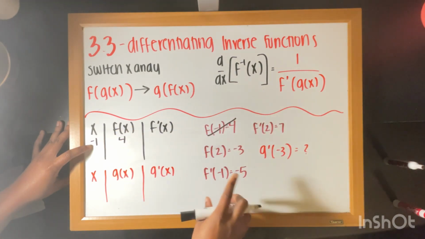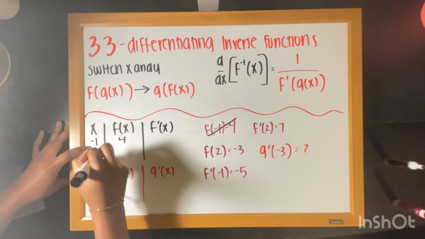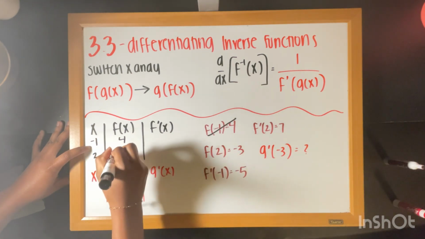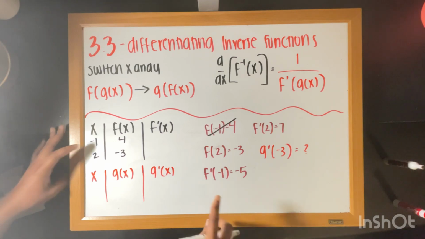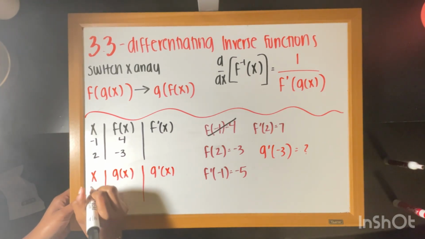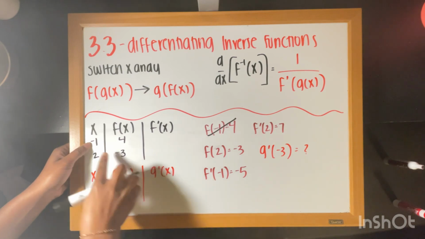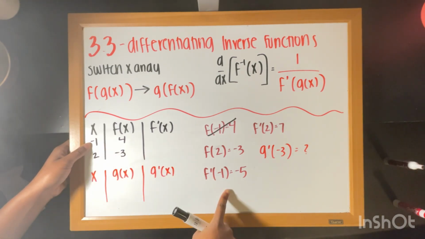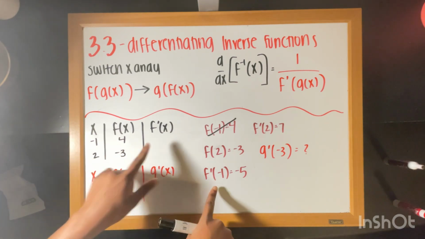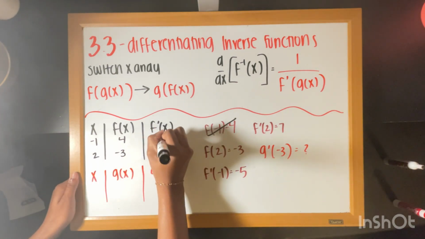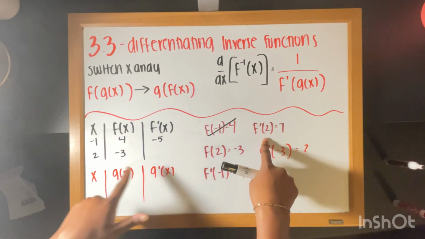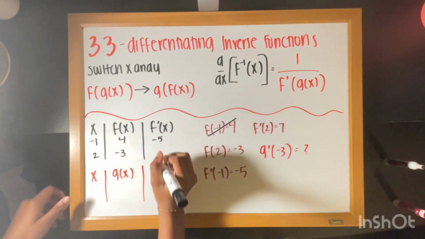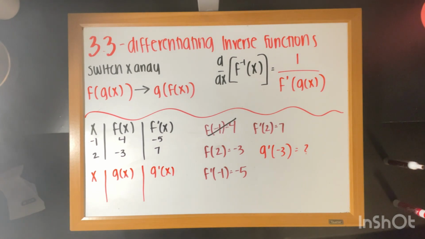Cross that off. When x is 2, f of x would equal -3. When f prime is -1, or when x is -1, f prime would equal -5. And when x is 2, f prime would equal 7. Now that I have plugged in all my numbers from my regular function table, I can now use these numbers to fill in my inverse function.